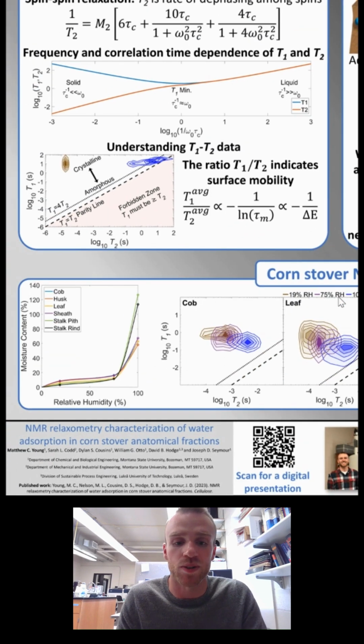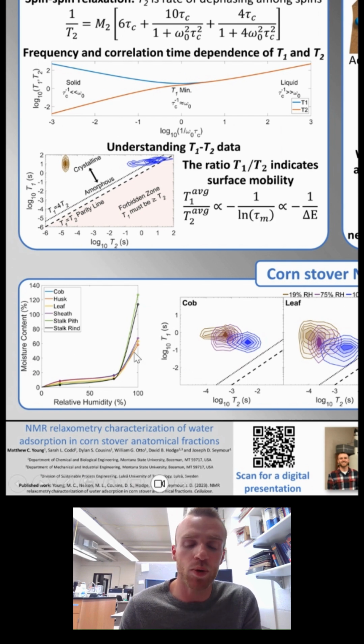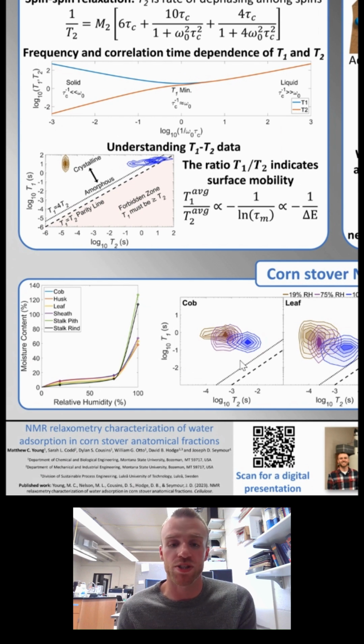So what did we do? Well, we took corn stover, and specifically 6 anatomical fractions of it, or 6 parts of the corn plant, and we looked at 3 relative humidities. We took T1, T2 correlations at each of these hydration levels, and we can see that for each of these fractions, hydration causes a shift in the major population towards that dashed line, or it increases the molecular mobility within the system, or you could say that increases surface mobility.